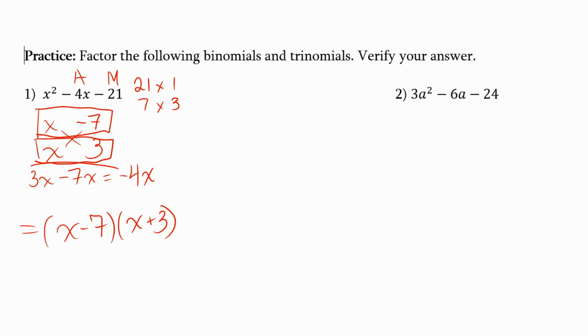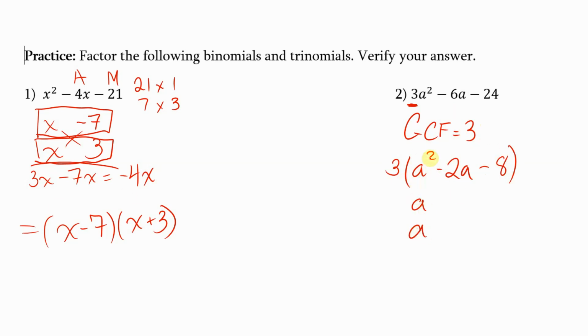Moving on, we have another similar one, but what you'll notice differently is this one has a 3 instead of a 1. So we could do it by doing the same method over here. But what you could notice is we have a 3, 6, 24. We actually have a greatest common factor of 3. So we can just remove the 3, leaving us with a squared minus 2a minus 8. And we're just going to factor this the same way we did over here.